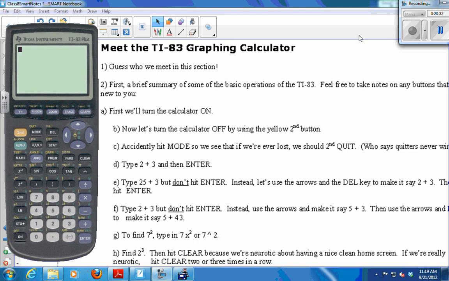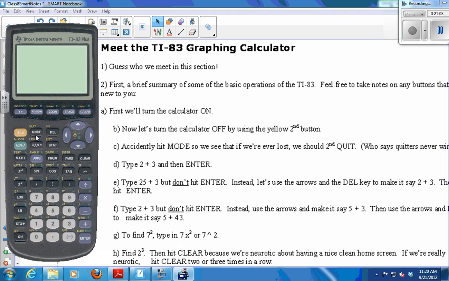So, a brief summary. To turn it on, lower left button, right? It says on. Click that. To turn it off, you can press second, then the on button, because see how it says off in yellow? You press the yellow button and then that to make it go off. It also has an automatic shut off, so after a certain amount of idle time, it'll just shut off.